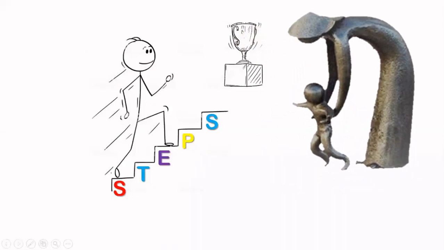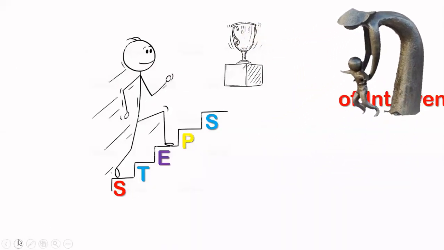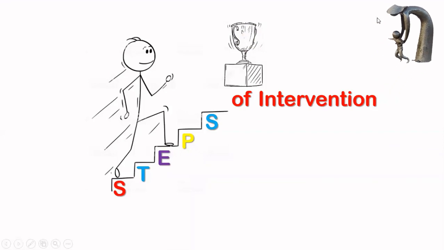Okay, let us see the steps of intervention. We have already seen what educational intervention is. We have understood the definition, the purpose, the scope, and the principles we apply while preparing the educational intervention. Now we are going to see the steps of intervention.